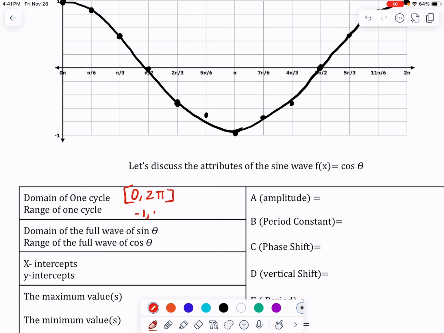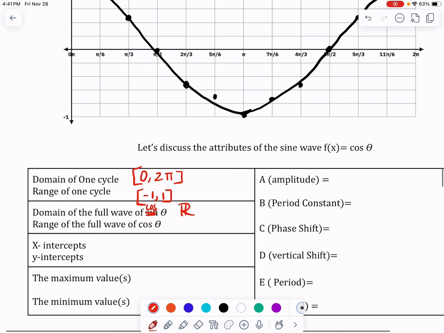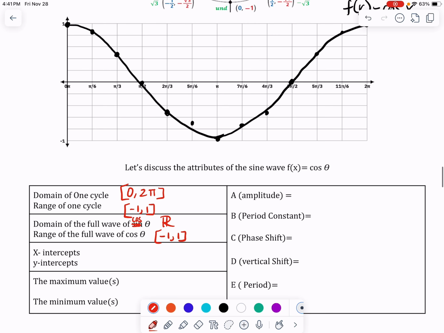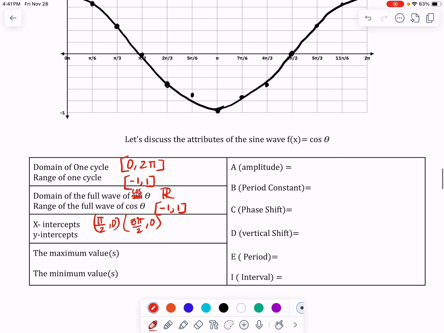The range of one cycle is negative 1 to 1, the lowest to highest. The domain of the full wave, just like sine, would be all real numbers. The range of the full wave will not change. X-intercepts vary. The first x-intercept I see is at pi over 2, comma 0. The next we see is at 3 pi over 2, comma 0. We only see two of them, but in the full cosine wave there are an infinite number of x-intercepts. For the y-intercept, there's only one, 0, comma 1.